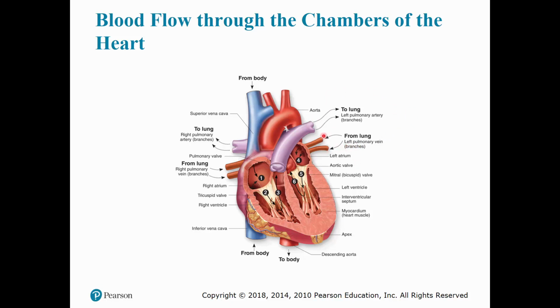So the pulmonary vein is the only vein that will ever carry oxygenated blood, and the pulmonary artery is the only artery that will carry deoxygenated blood. It carries it back in, into the left atrium. It then goes through the bicuspid valve, or the mitral valve, into the left ventricle, and then from the left ventricle it goes to the aortic valve, into the aorta, and then into systemic circulation.